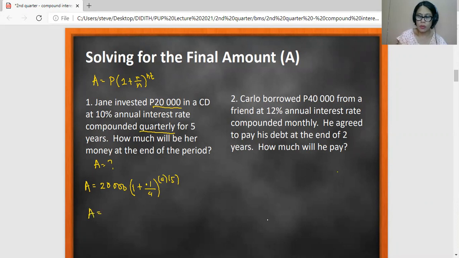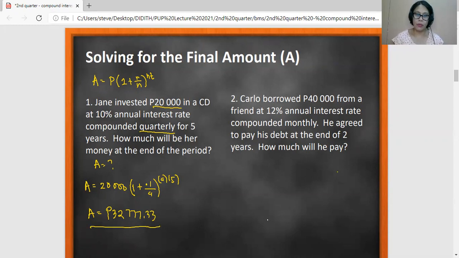So calculating the final amount with principal amount equal to 20,000 pesos and the annual interest rate of 10%, we will come up with 32,777.33 pesos.